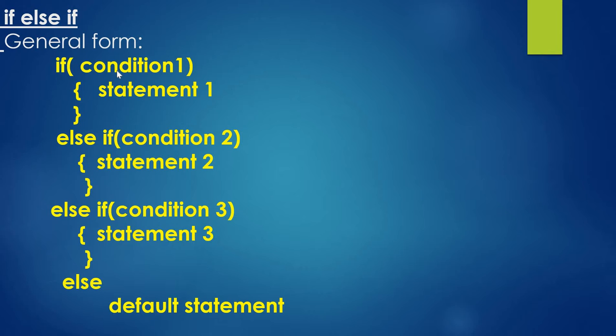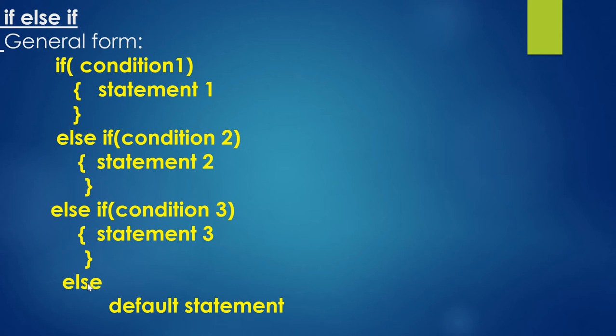It first checks condition 1. If condition 1 is true, statement 1 is executed. If condition 1 is false, the next condition, condition 2, is checked. If condition 2 is true, statement 2 is executed. If condition 2 is false, it checks the next condition, condition 3. If condition 3 is true, statement 3 is executed. Otherwise, the default statement is executed.